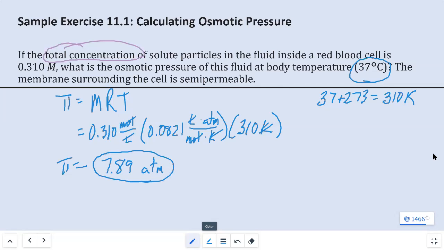So if what is being said about the concentration is accurate, that means that the osmotic pressure of your blood is just a little bit less than 8 times atmospheric pressure. So this is the most direct calculation of osmotic pressure that you can have. Any questions about this before we move on?